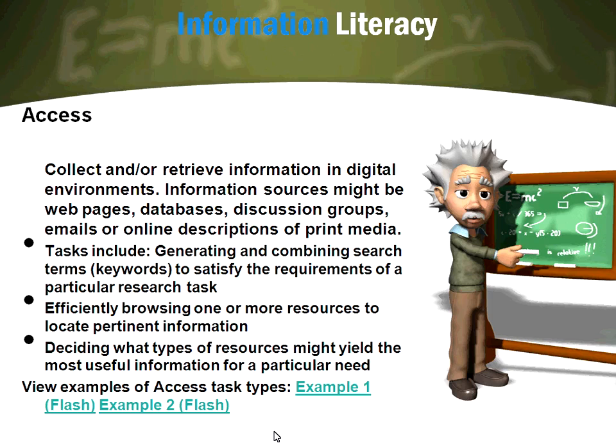So, basically what this talk is about in terms of access is validating the information, the sources of information, and looking at where you're getting the information. In addition to the internet and web pages, there are databases, discussion groups, emails, online descriptions, and print media. There are all kinds of different ways to gather information, and the student needs to be aware that they don't want to stop at one location when they're looking for information.